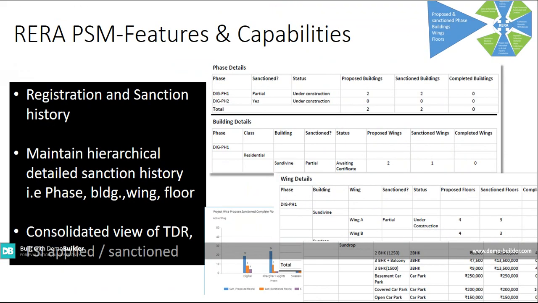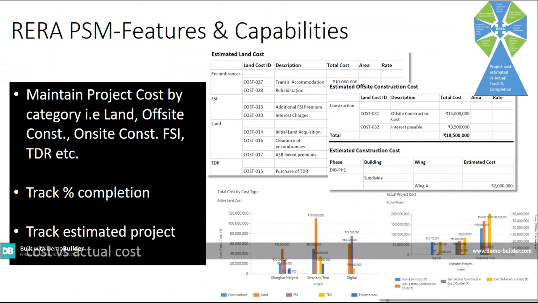As the registration and sanction is a continuous process, RERA PSM maintains a complete history of the registration and sanction details and provides a cumulative view of the same. In addition to the estimated costs, the incurred or the actual cost also needs to be tracked down and maintained. As the completion and costs can be incurred at different points in time, RERA PSM maintains a complete history of the individual transactions and summarizes this at the project level.